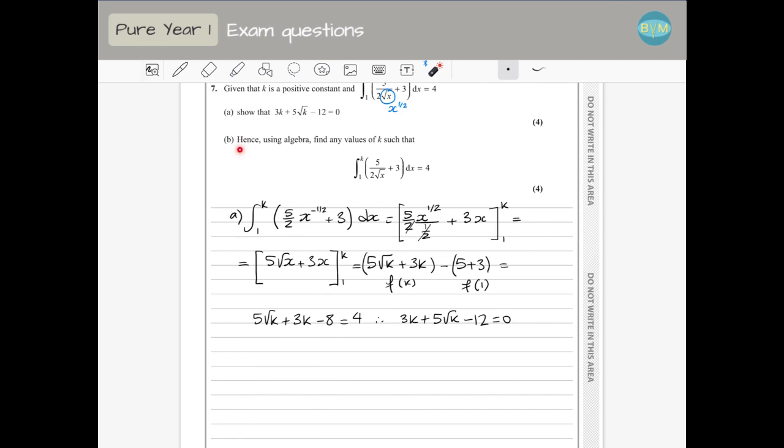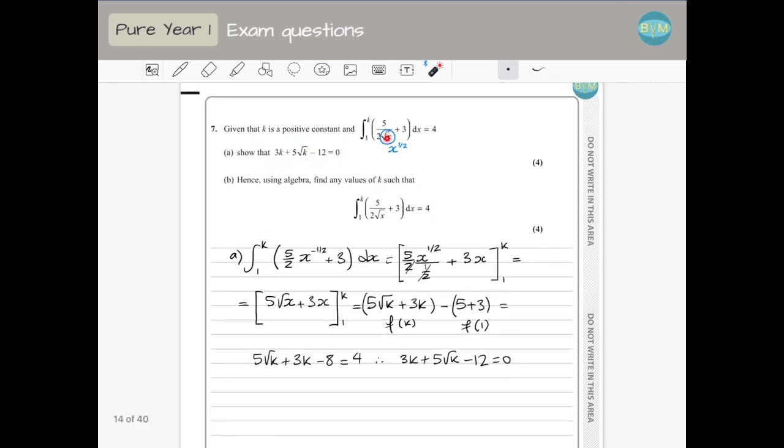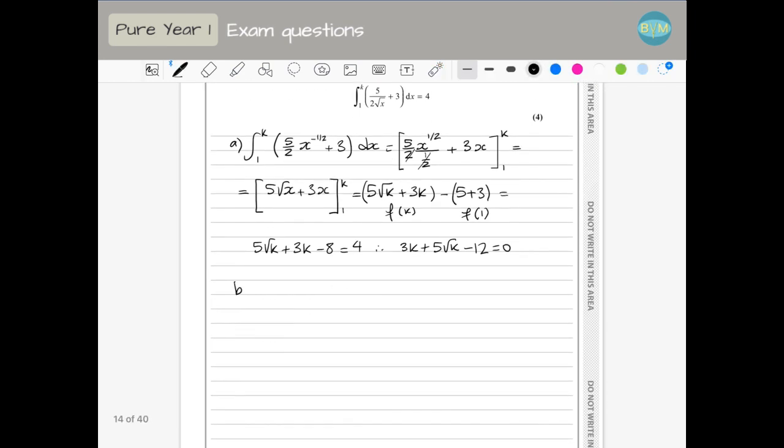Then for b, it says, hence, we are going to use this bit here, using algebra, find any values of k such that this is true. So we have to solve this equation because this equation is giving us the values of k that make this happen. How do we solve that equation? I hope you can see before me telling you, but this is a quadratic equation because we have something and the same something squared.